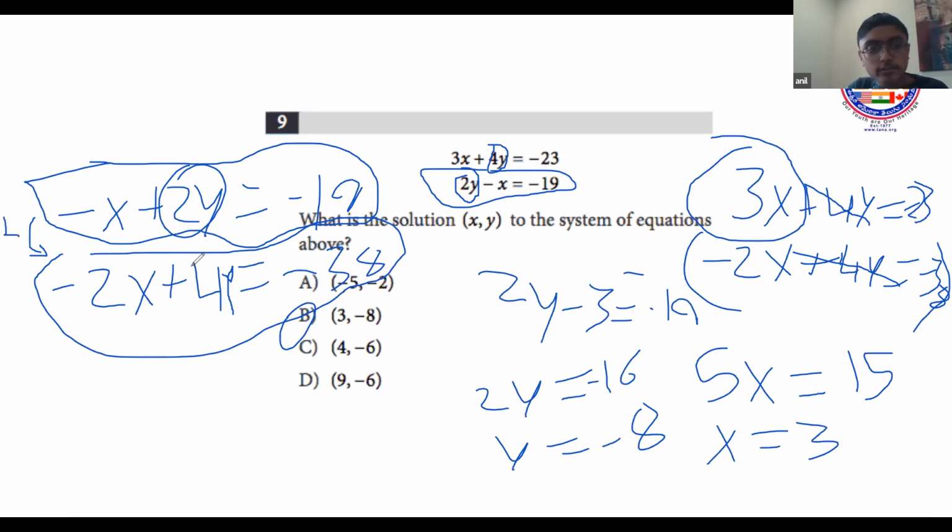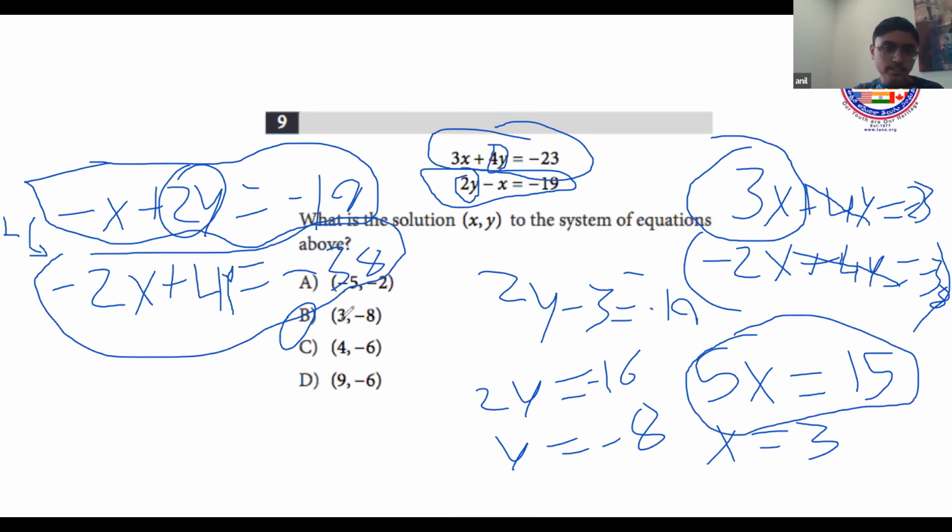But yeah, from there, I took this equation that I multiplied by 2. I subtracted it from the first equation that I didn't change at all. And I got 5x equals 15 because the y's canceled out after I multiplied by 2 here. And I got x equals 3. From there, you can immediately get the answer because there's no other 3 available in the x values. But I plugged in x equals 3 and I got negative 8, which matches up with answer B.